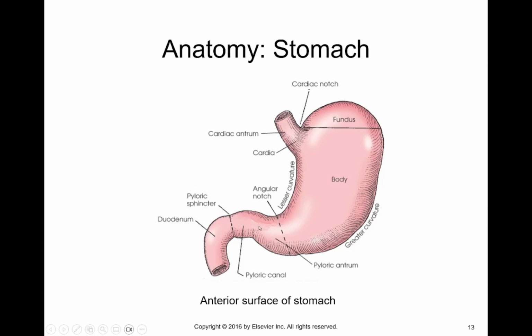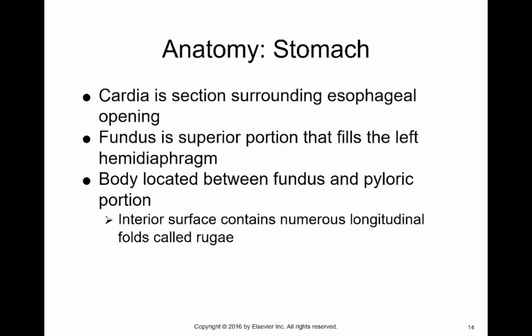And then you've got the pyloric portion. You got the pyloric canal. You got a pyloric sphincter that controls the flow of food and liquid from the stomach into the proximal portion of the small intestine, which is what we call the duodenum. You may hear it referred to as the duodenum.